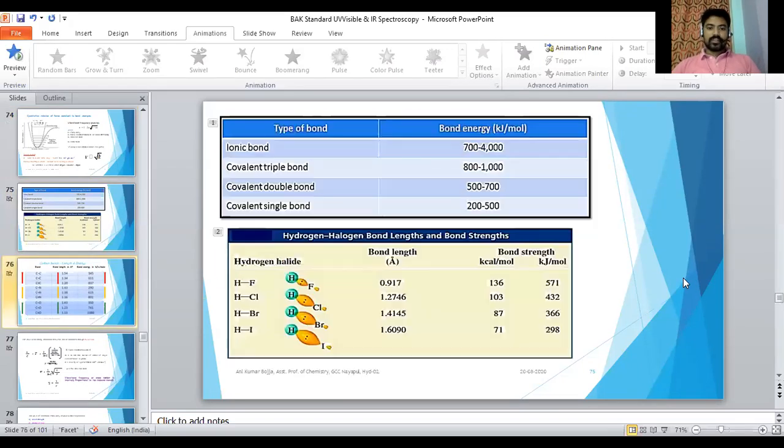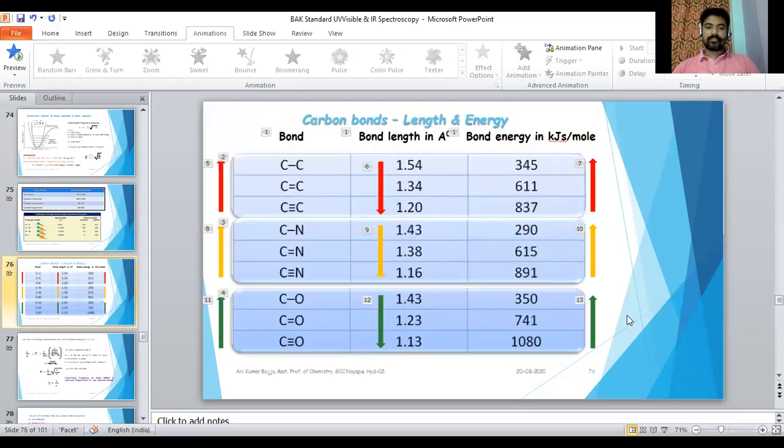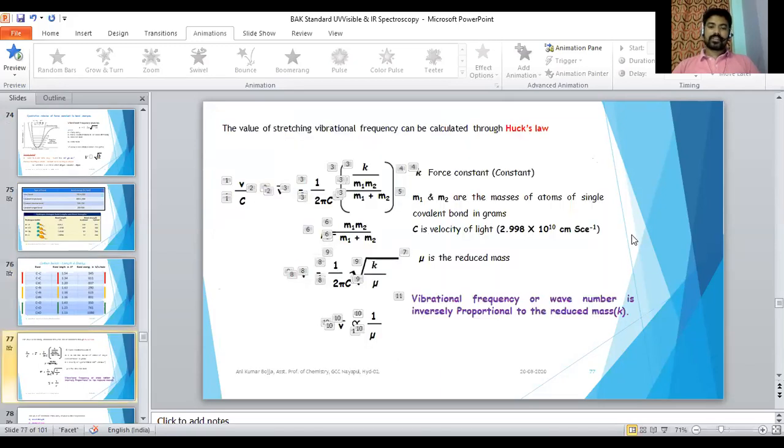So how the force constant is influenced by the bond energy, and how different types of covalent bonds will have different vibrational frequency values. Force constant in relation with bond strength we have studied in the previous class. Here we can see single bond, double bond, and triple bond. Single bond has the more bond length, so bond energy is less. Bond length is shorter, so bond energy will be more. This we have studied in the previous class.